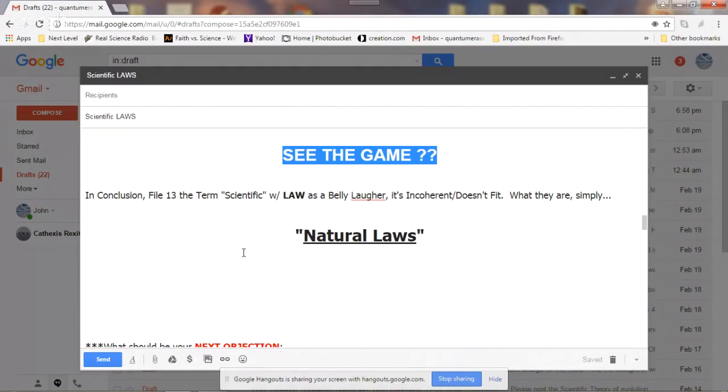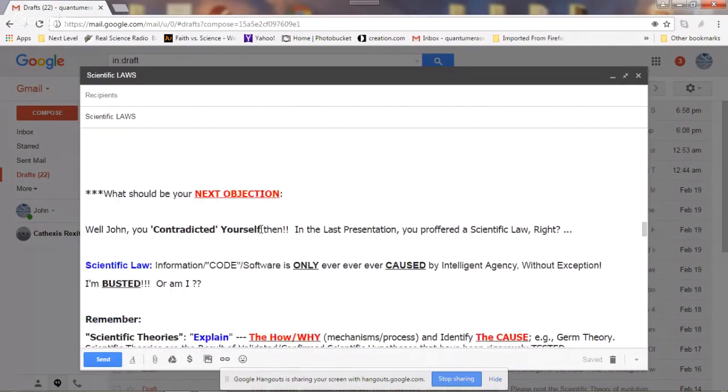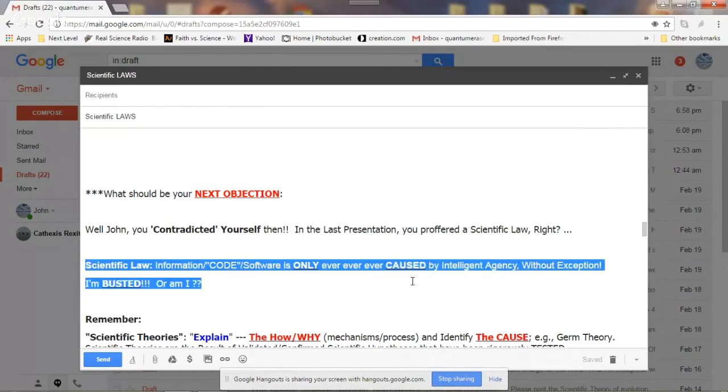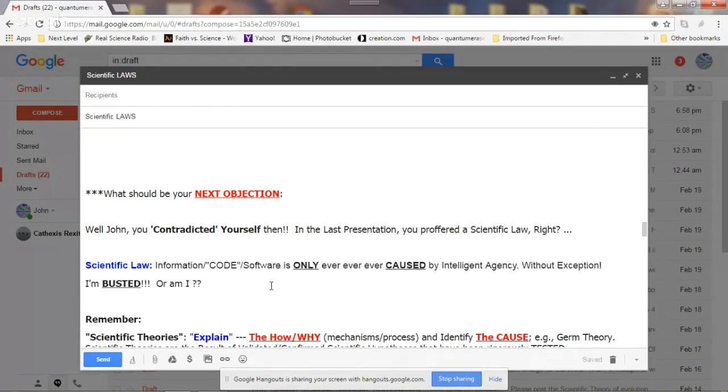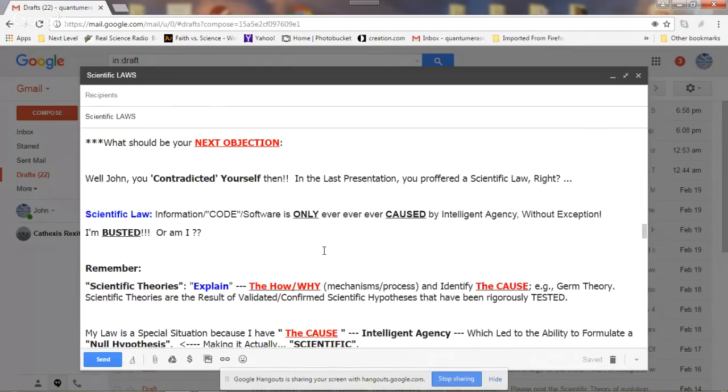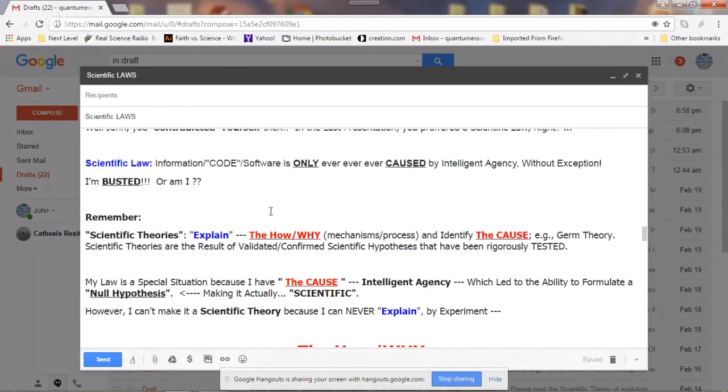Natural laws. That's all they are. So, what should be your next objection? You should say, well, John, you got a problem, because you contradicted yourself then. Because in the last presentation, I proffered a scientific law. Right? I did. Here it is right here. The scientific law: information code software is only ever caused by intelligent agency without exception. So am I busted? Or am I?